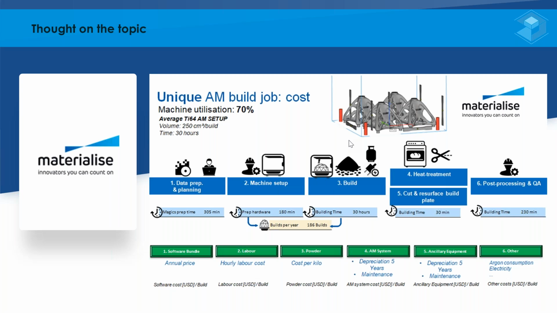Just a bit of introduction of Materialize. We are the largest single-site service bureau in Europe using 3D printing. Our CEO's vision is to create a better and healthier world. Thus, we started in 1990 with just one machine, a stereolithography machine. Fast forward 30 years, we've got close to 200 machines on our site in Europe.